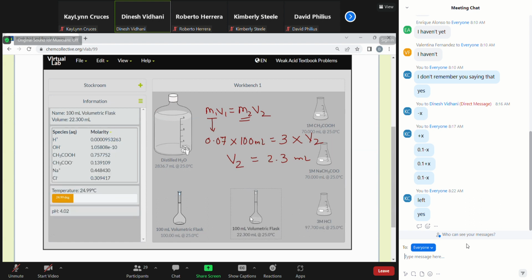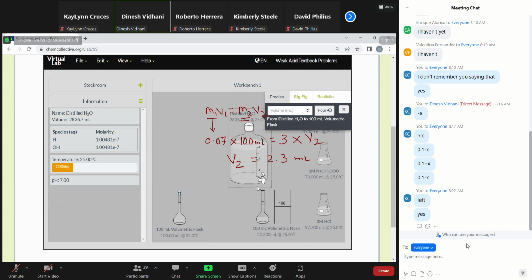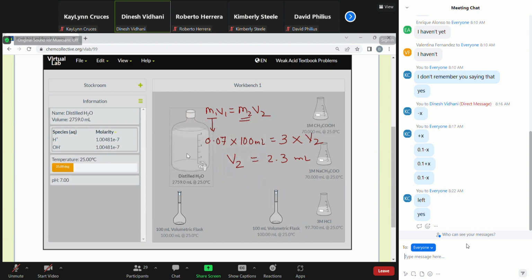And now I should be filling up this whole thing with water. So I have already added 22.3 milliliters. How much water should I be adding into this to make the volume 100 milliliters? 77.7. Well, we got our volume to 100.